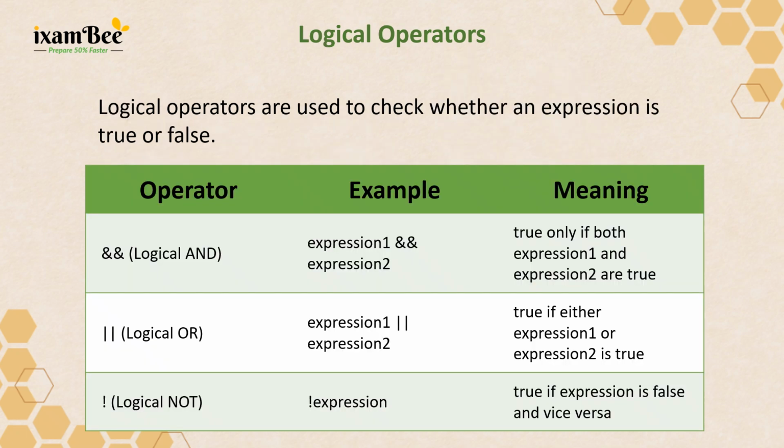Logical operators are used to check whether an expression is true or false. So you have the operator of logical AND given by double ampersand, logical OR given by the double pipe, and the logical NOT, which is the exclamation mark. So the meaning of the logical AND would be it would be true only if both expression 1 and expression 2 are true. The logical OR says that it would be true if either expression 1 or expression 2 is true, and the logical NOT says that it would be true if the expression is false and vice versa.